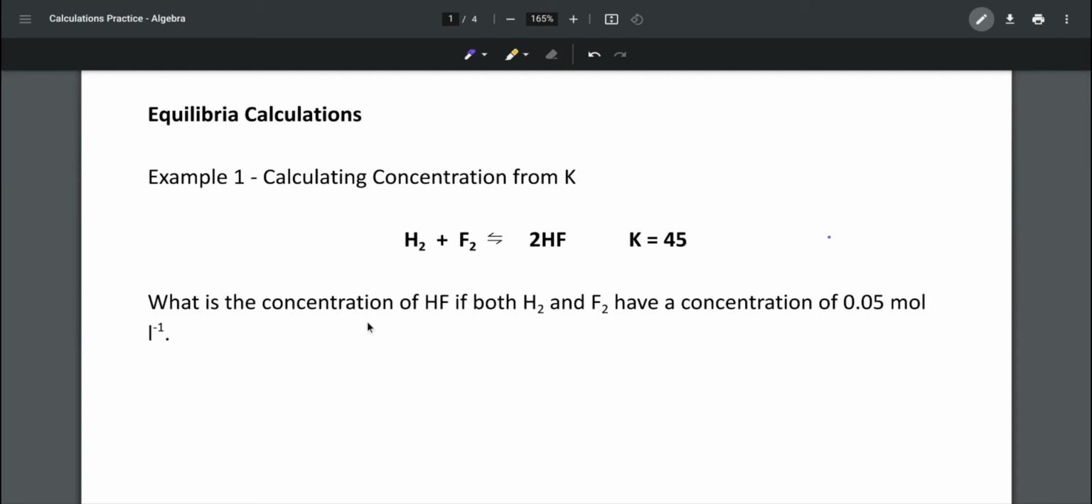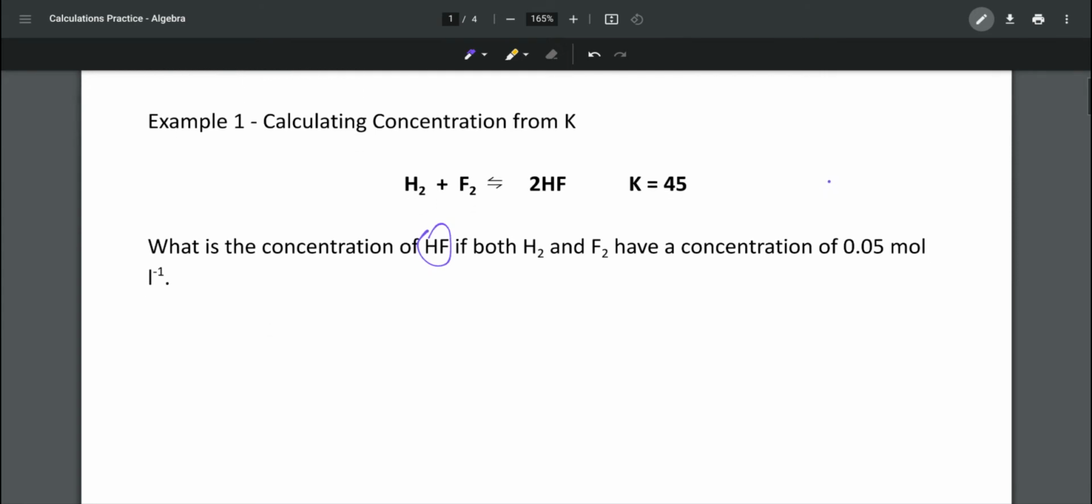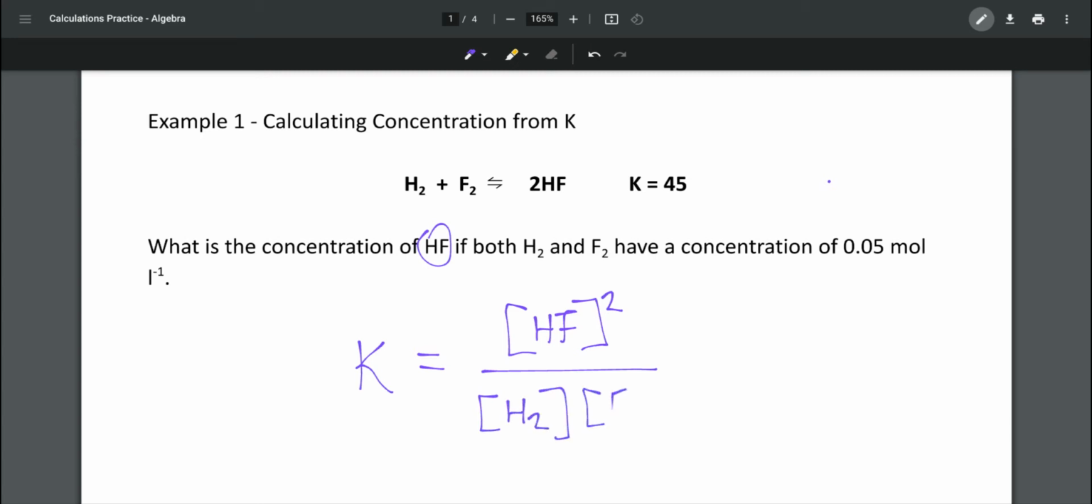So the question is asking us for the concentration of HF, and it's telling us that H2 and F2 both have a concentration of 0.05 moles per litre. So what we need to do first of all is write our equilibrium expression for this. So K equals, we've got 2 moles of HF, it's our product, so it goes on the top, squared, divided by H2 multiplied by F2. They don't have a power because there are only 1 mole of each in the equation.